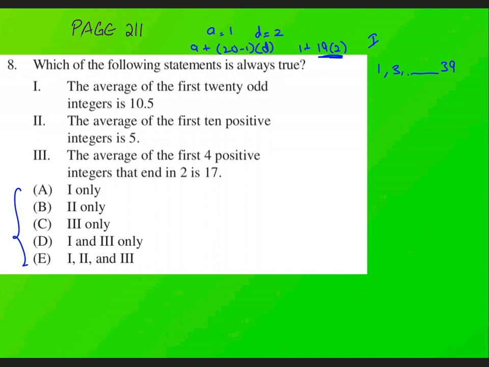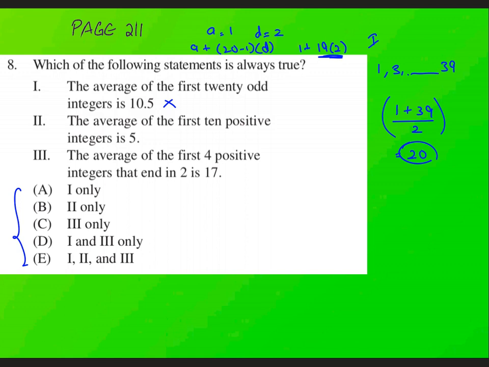So these are the 20 odd numbers we have to find the average for. Now this is an AP. I did tell you the formula to find the average. You can just take the first and the last term, divide by 2, and that should be the average, which is 20. But clearly this is not 20, hence the first statement is false.